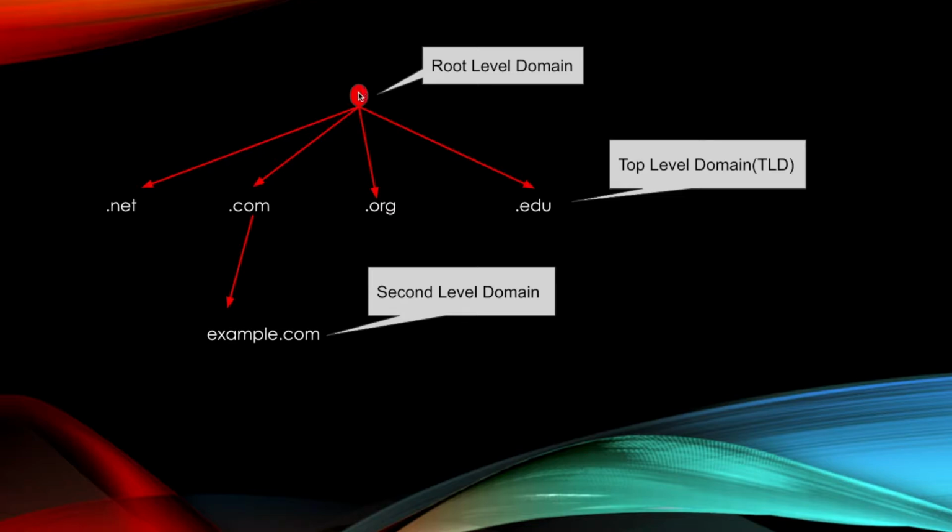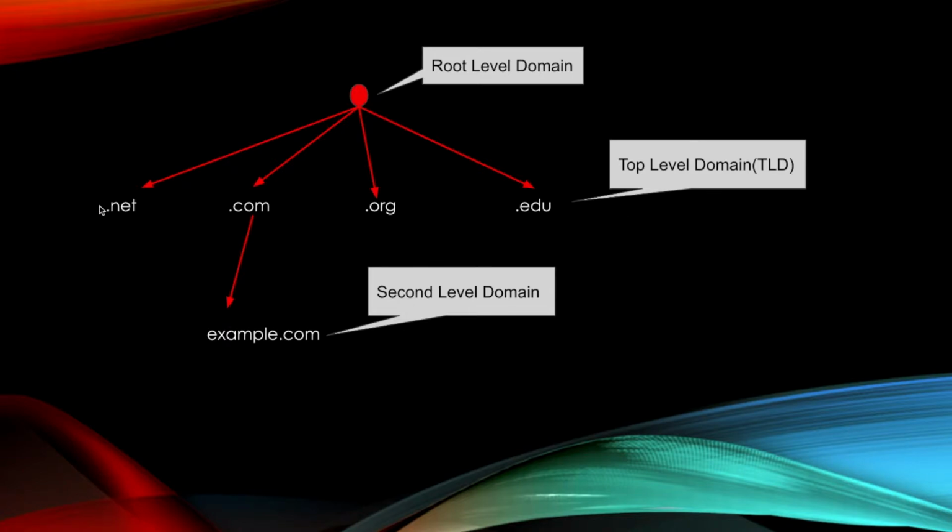How it works is that you have a root level domain, which we call a dot, and under that you have different top level domains. I just put three or four, but this is a very big list nowadays. You can have .net, .com, .org, .edu. You can have .us, .eu for Europe, and so on. So there are many top level domains.